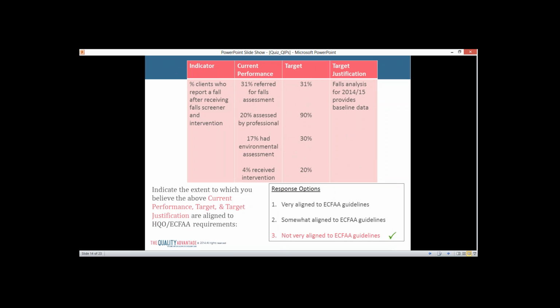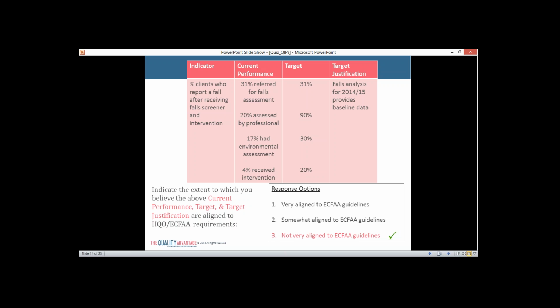Okay, if you chose the third option, not very aligned to the ECFA guidelines, you were correct. Let's take a look at why. The indicator itself, percentage of clients who report a fall after receiving the fall screener intervention, is okay. It's an outcome indicator. Clients care about falls. They don't want to experience a fall. And it, excuse the pun, it falls within the safe dimension of quality.